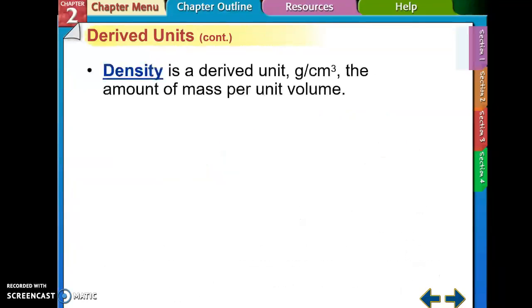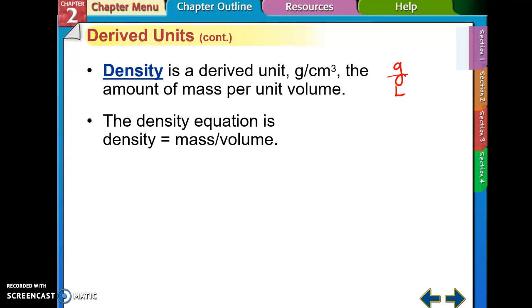But we're going to be talking about density a lot today and calculating density. Density is a derived unit, and its unit is typically going to be grams per cubic centimeter, or kilograms per cubic meter, or grams per liter. Grams per liter is one that we'll talk a lot about later in Chapter 14. Density is the amount of mass per unit of volume. The way that I tend to write this is D equals M over V. That's the equation: density is equal to mass divided by volume.